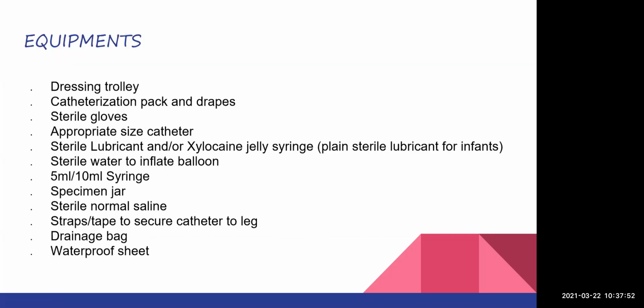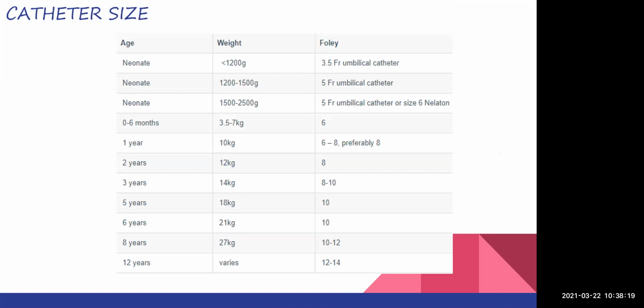So for catheterization, we would need dressing trolley, catheterization pad and drapes, sterile gloves, appropriate size catheter, sterile lubricant or xylocaine jelly syringe, sterile water to inflate the balloon, 5 ml or 10 ml syringe, specimen jar, sterile normal saline, strap tape to secure catheter to leg, drainage bag, and waterproof sheet. So for the catheter size, we need to choose based on the patient's age. For example, for a neonate weighing less than 1200 grams, we need to choose a size of 3.5 FR.